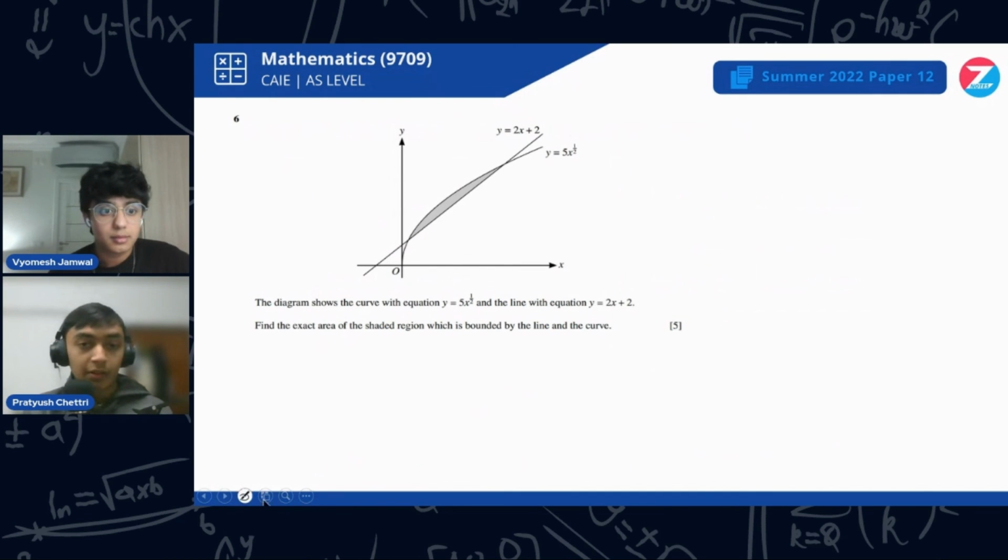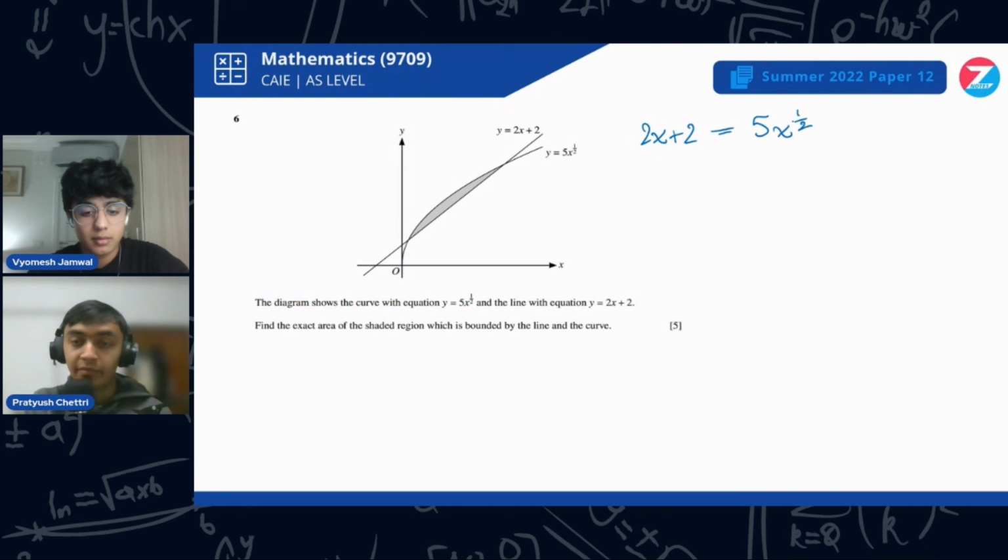Okay. Here is a line and a curve. This diagram shows this. Find the exact region bounded by. And you'll notice they haven't given us the points, which means we need to find them. Okay, number 1, let's find the bounds. Simultaneous equation, go. 2x plus 2 equals 5x to the power half. I'll write it as root x because I like that.